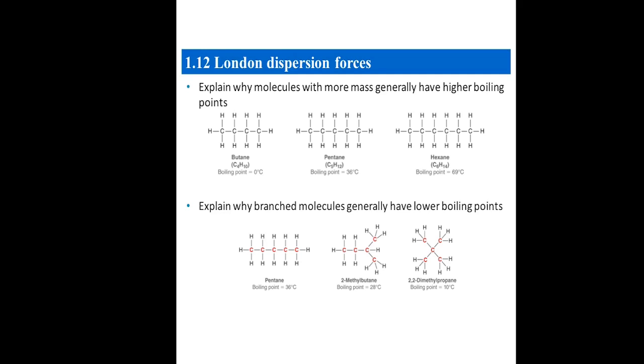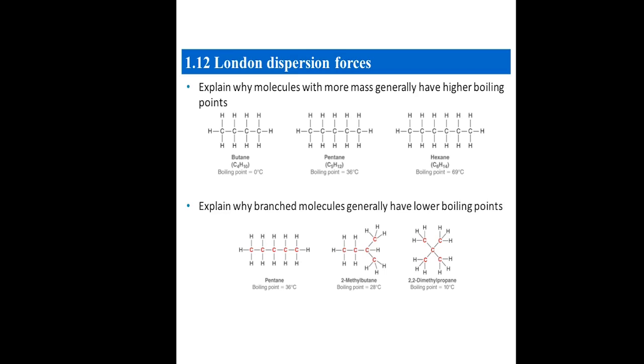Now, if you look at the bottom molecules, they all have the same mass, but they have different boiling points. And as you can see, the more branches we add to the molecule, the lower the boiling point will get. Why is that? What's happening here?